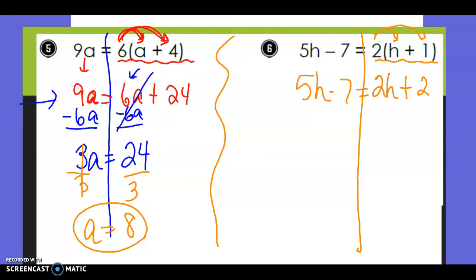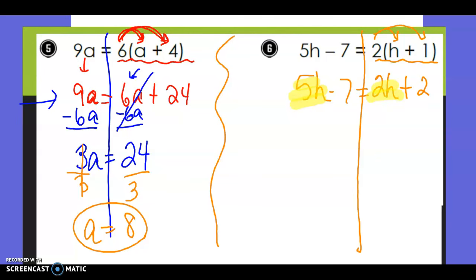Okay, now I see I've got variables on each side. I've got variables here on the left, or the right, and here on the left. I have to move them all to the same side. Now, it doesn't matter which side you move them to. It's either numbers to the right and variables to the left, or vice versa. It's up to you. You'll do all the same work either way.